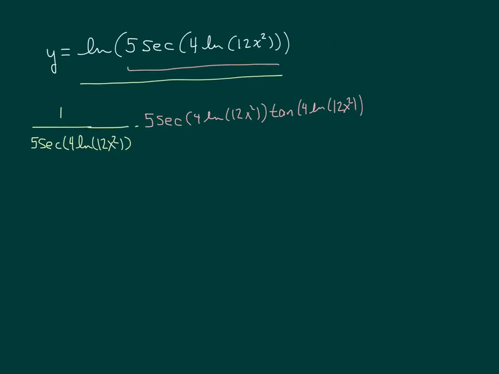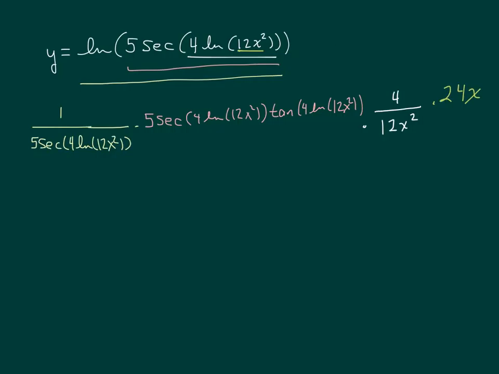And then I'm inside here, so times 4 is my constant. The derivative of ln of anything is 1 over the anything. And then finally, my last piece, the derivative of 12x squared, 24x. So this is doing that whole y equals 1 over u equals 5 secant v, all that business. It's just not writing it down.